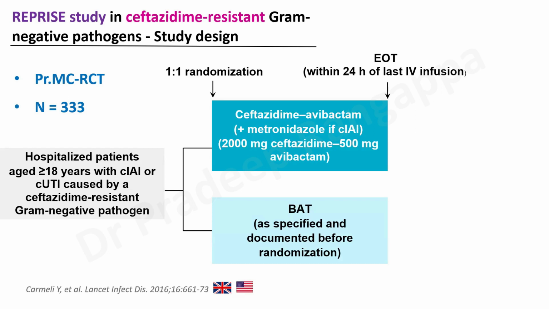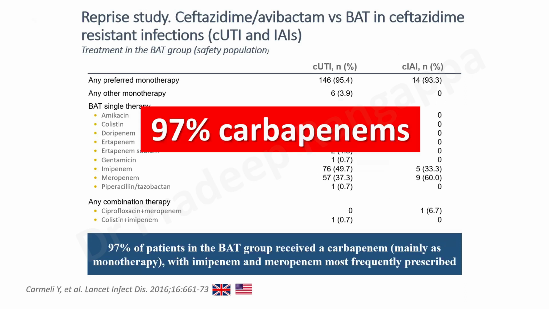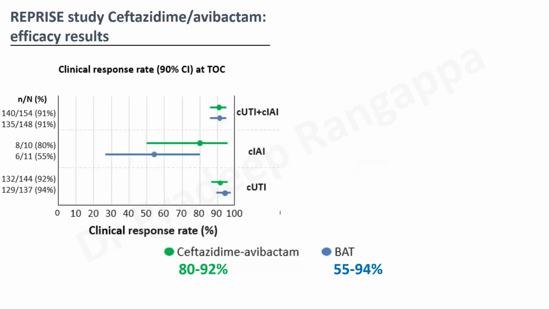And end of therapy was within 24 hours of last IV infusion. So they had 2 follow-up periods. The first follow-up was 7 to 10 days after last infusion. And they called something the test of cure, where they took it as 21 to 25 days after randomization, which means they wanted to follow up the patients up to 4 weeks and see whether the recovery did happen. In the best available therapy in the control group, 97% of them received carbapenem. So which means Ceftazidime-avibactam was compared with the control group, which got predominantly carbapenems. So this is the response.